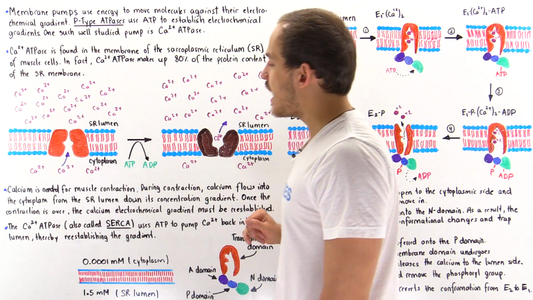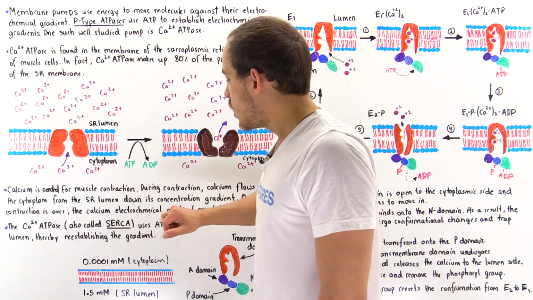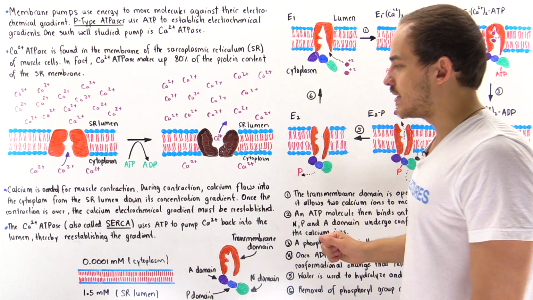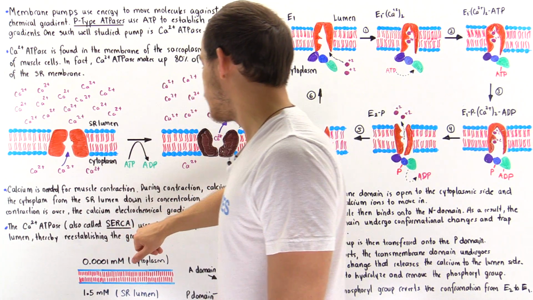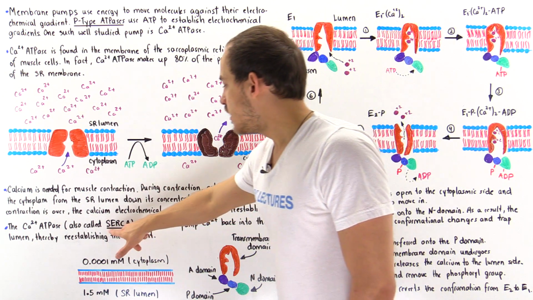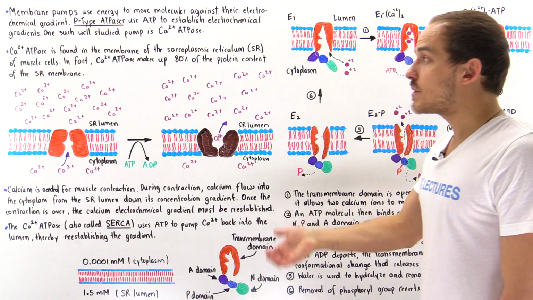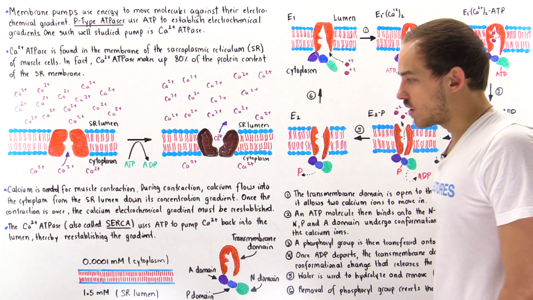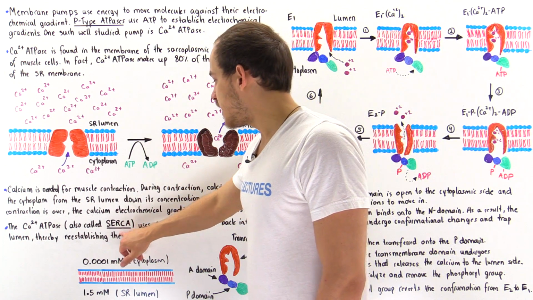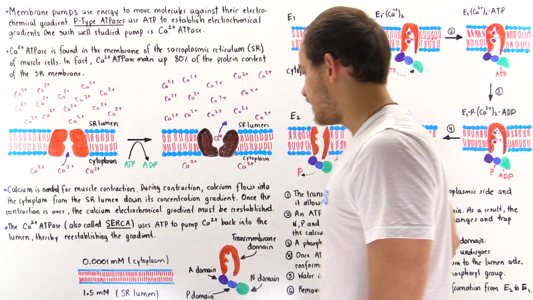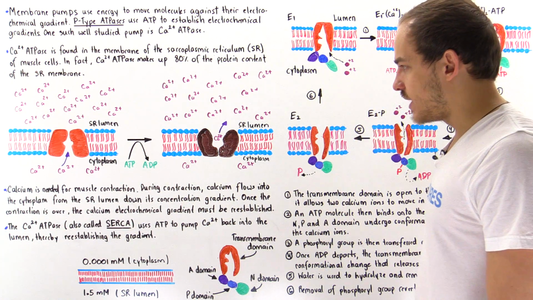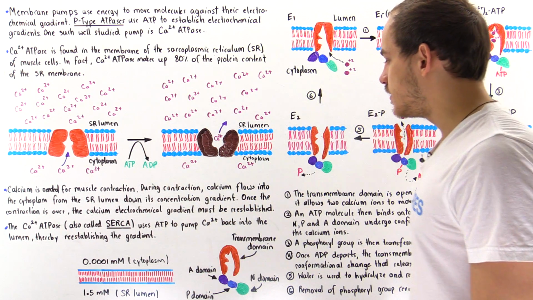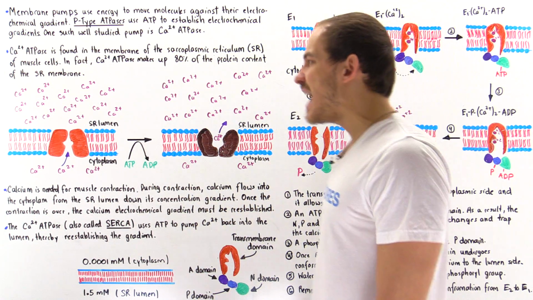And calcium ATPase is also sometimes called SERCA, where the S and E stand for sarcoplasmic reticulum / endoplasmic reticulum, the R stands for reticulum, and the Ca stands for calcium. Or perhaps the C stands for calcium and the A stands for ATPase. I guess that's also a credible way to see it. So these calcium ATPases use ATP to pump calcium back into the lumen, thereby reestablishing that gradient.